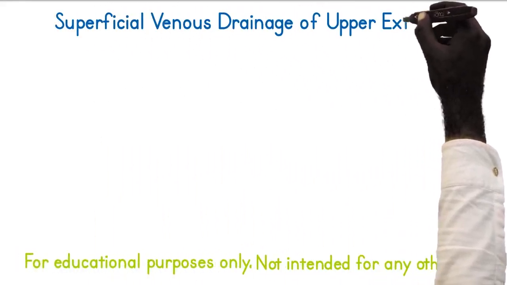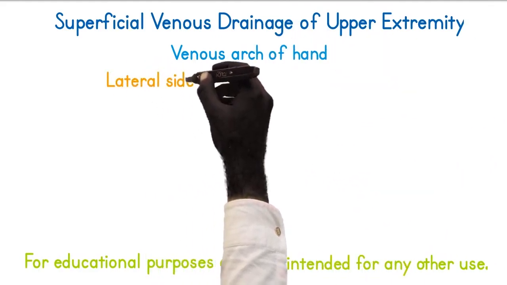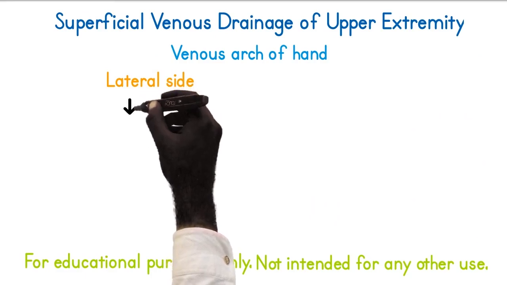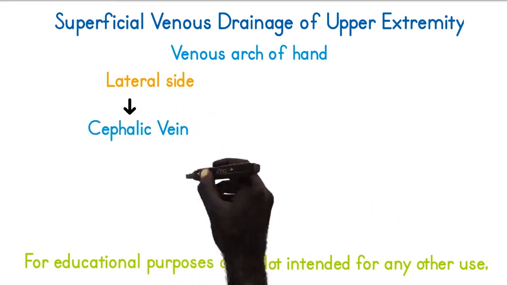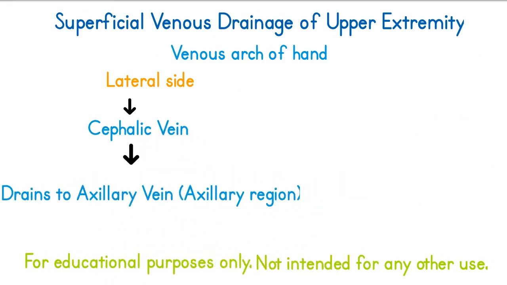If we take a look at the superficial venous drainage more specifically, we see that they begin at the hand of the person. Then on the lateral aspect of the forearm, there is the continuation of the cephalic vein. The cephalic vein continues to the axillary region and drains into the axillary vein.